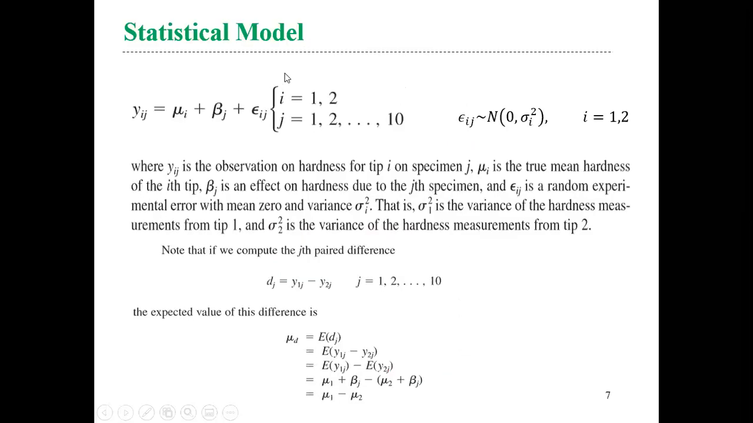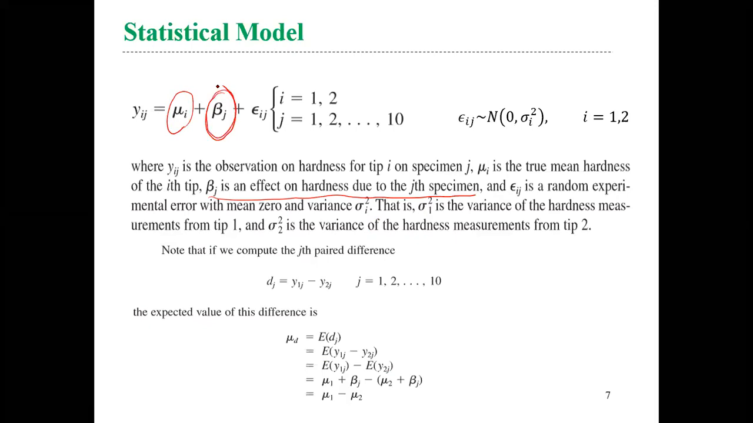Okay, the statistical model will be the same, like Y_ij equals mu_i plus beta_j plus epsilon_ij. What did we add? We added this term. So what is beta_j? It is the effect on hardness due to the j-th specimen. So this one is the effect due to treatment, and this one is the effect due to a specimen. Beta_j, j from 1 to 10, because we have 10 specimens.